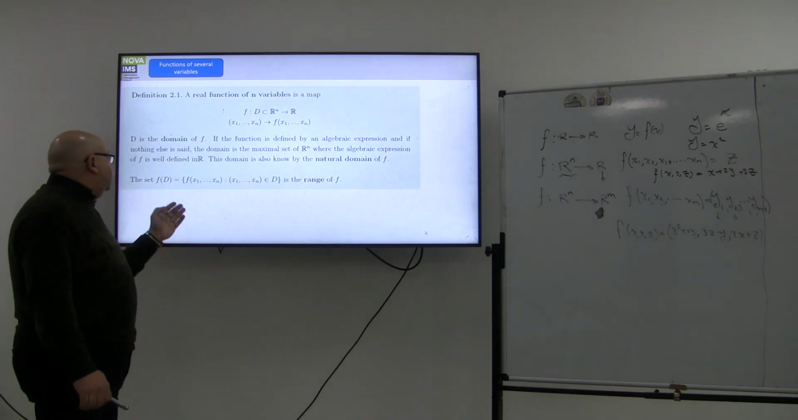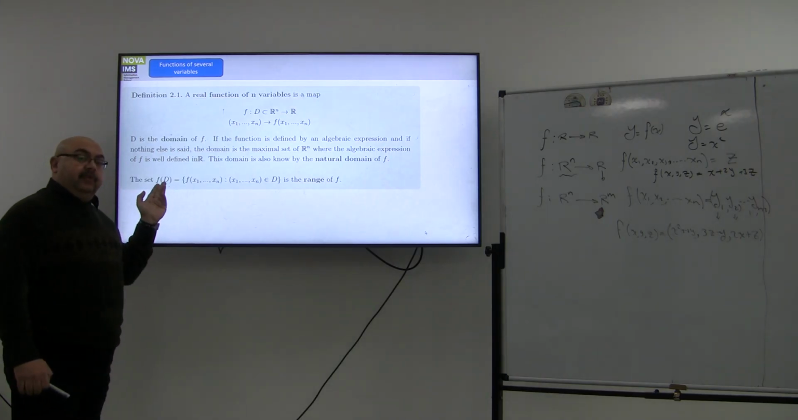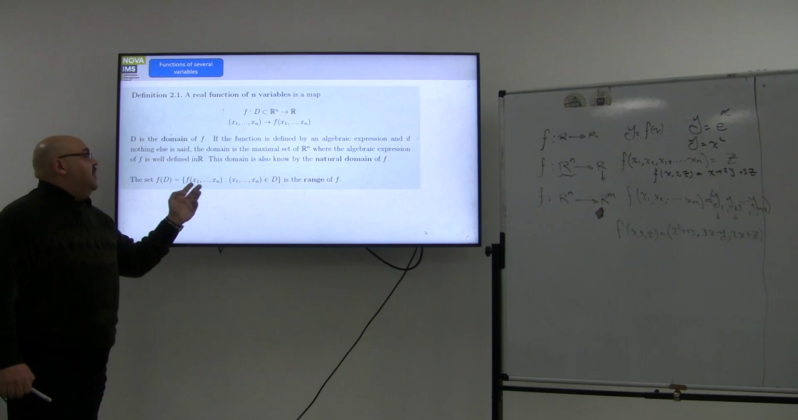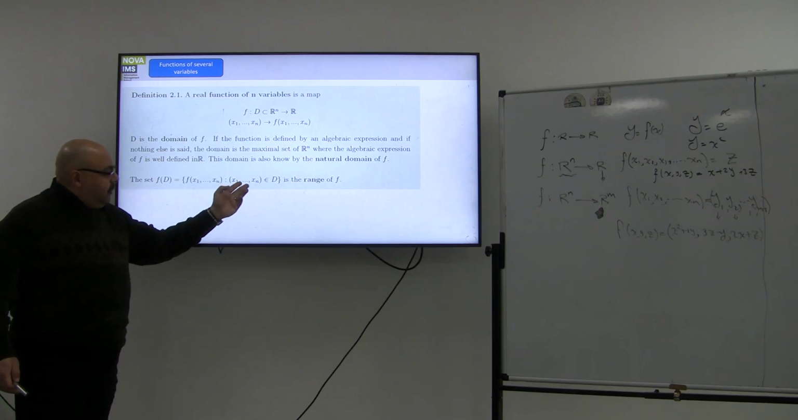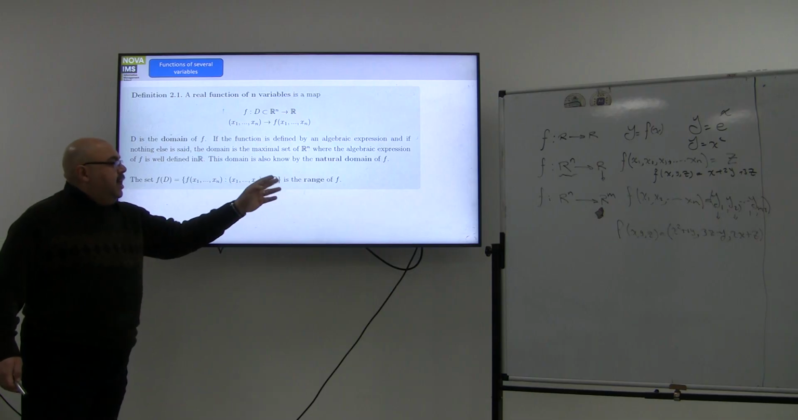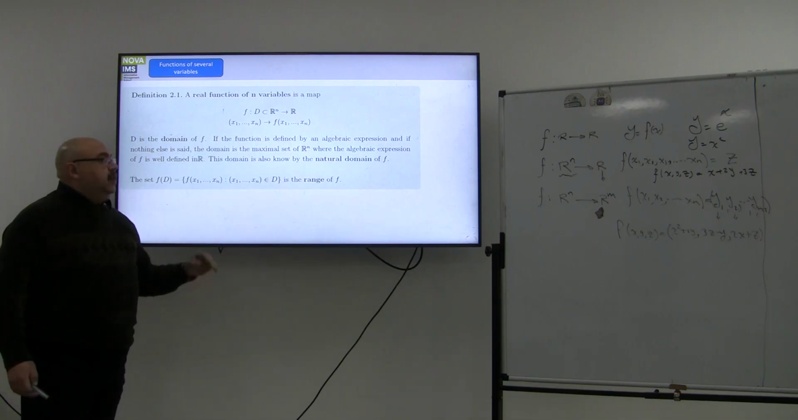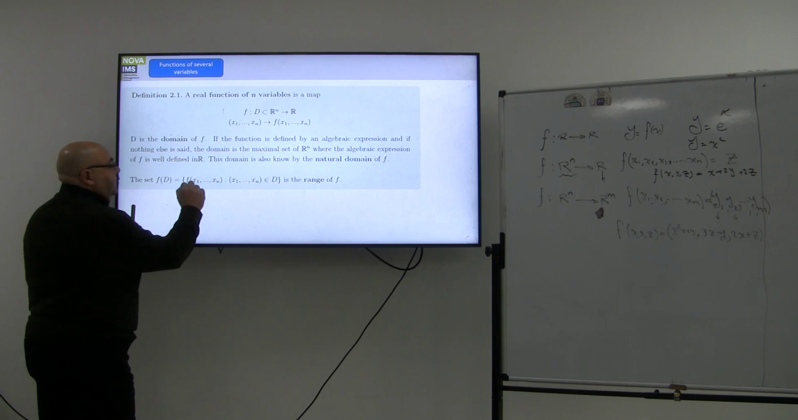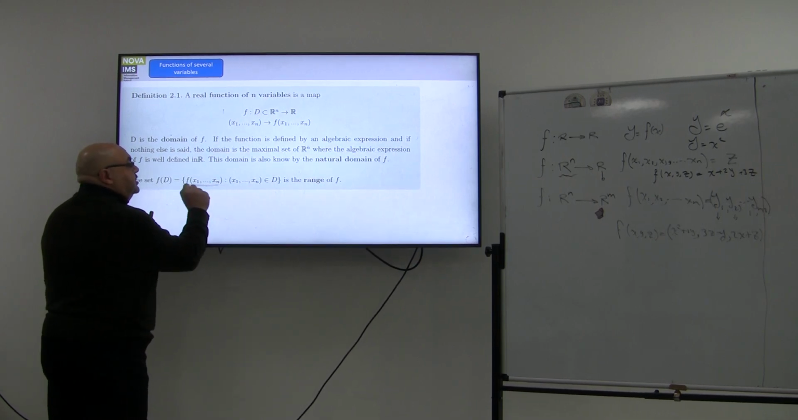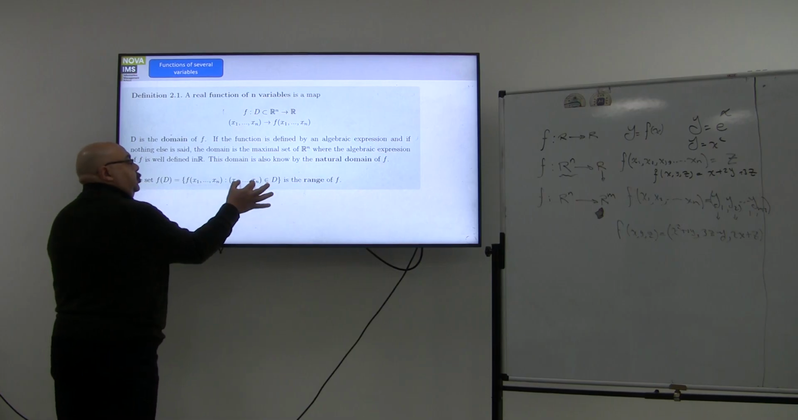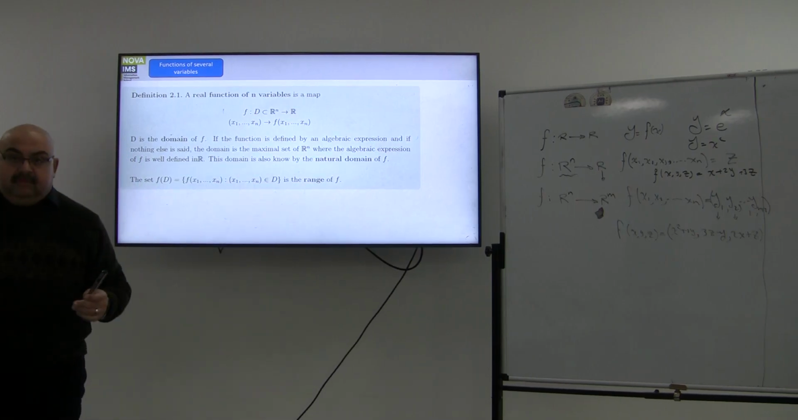Okay, how to write it? It's written like this. F of D, which is f, a function of x1 up to xn, such that x1 up to xn belongs to the domain, and that's the range of f, which is the set. I'm talking about this guy, f of x1 up to xn. This is the result of substituting by these values in your function.